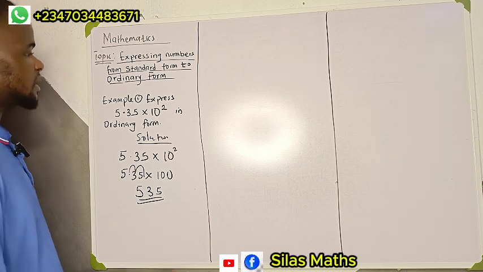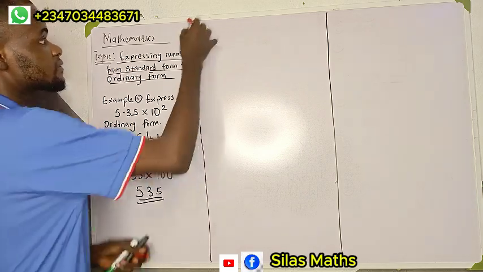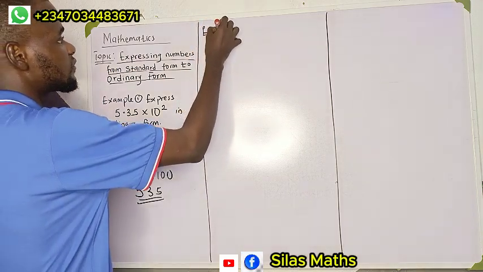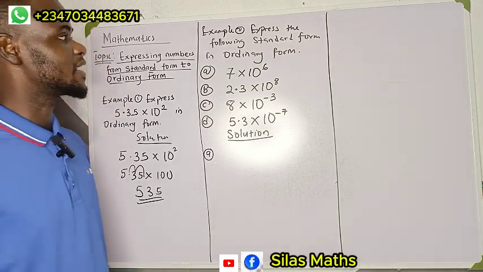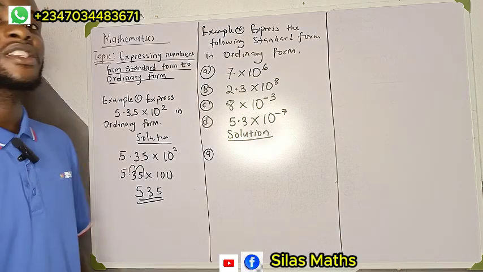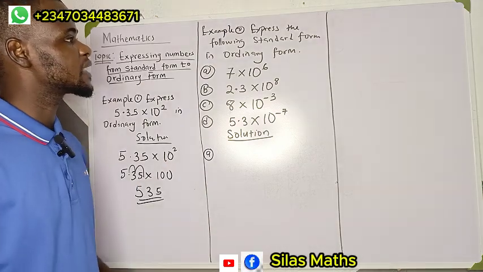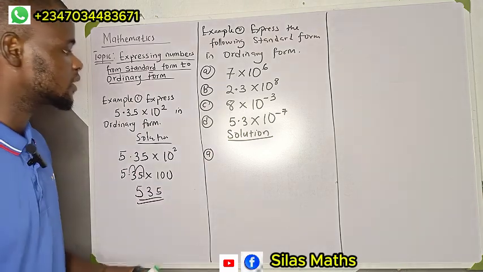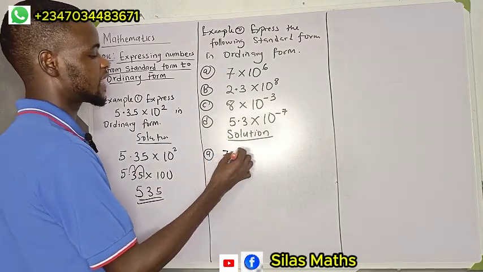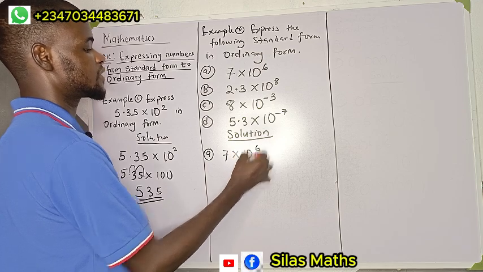Okay, so let's consider this set of examples again. The question reads, express the following standard form in ordinary form. So the first one is this. Let's start from the first one. We have 7 times 10 to the power of 6.